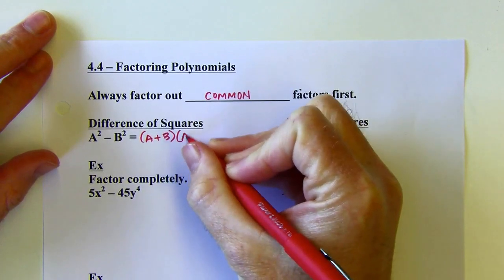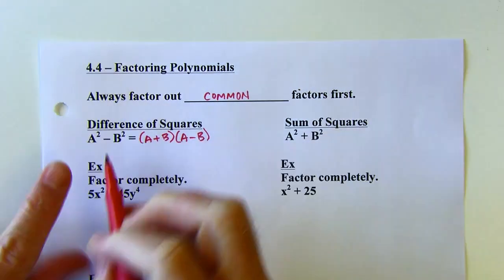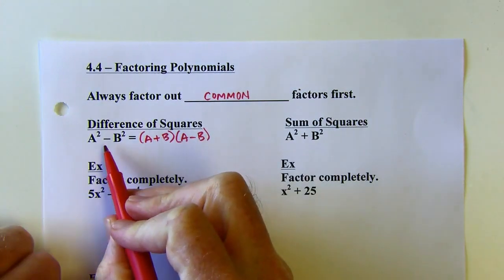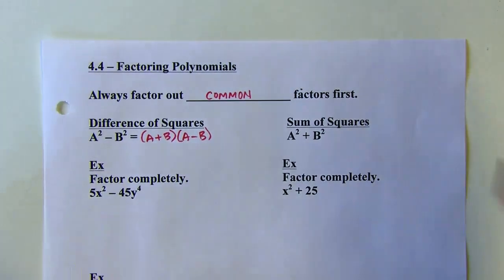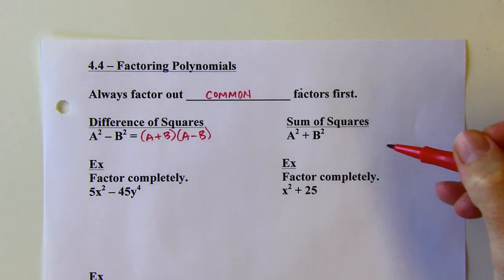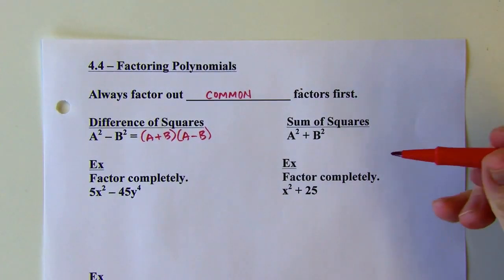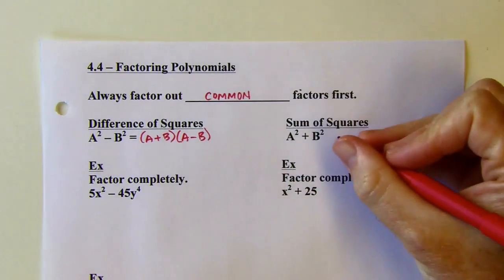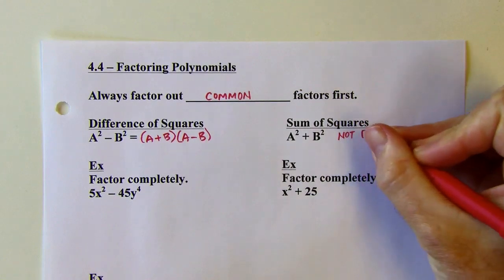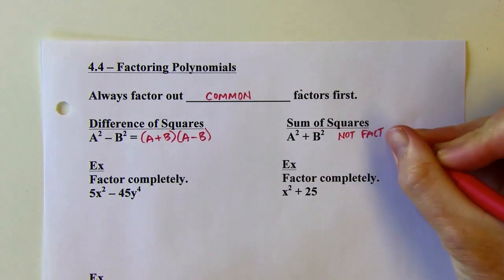It looks like this. So this just means these are perfect squares, right? And then we've got a difference because we're subtracting them. We don't talk about a sum of squares much because a sum of squares is just not factorable. It's not very interesting because you can't do much with it, assuming there's no common factor.